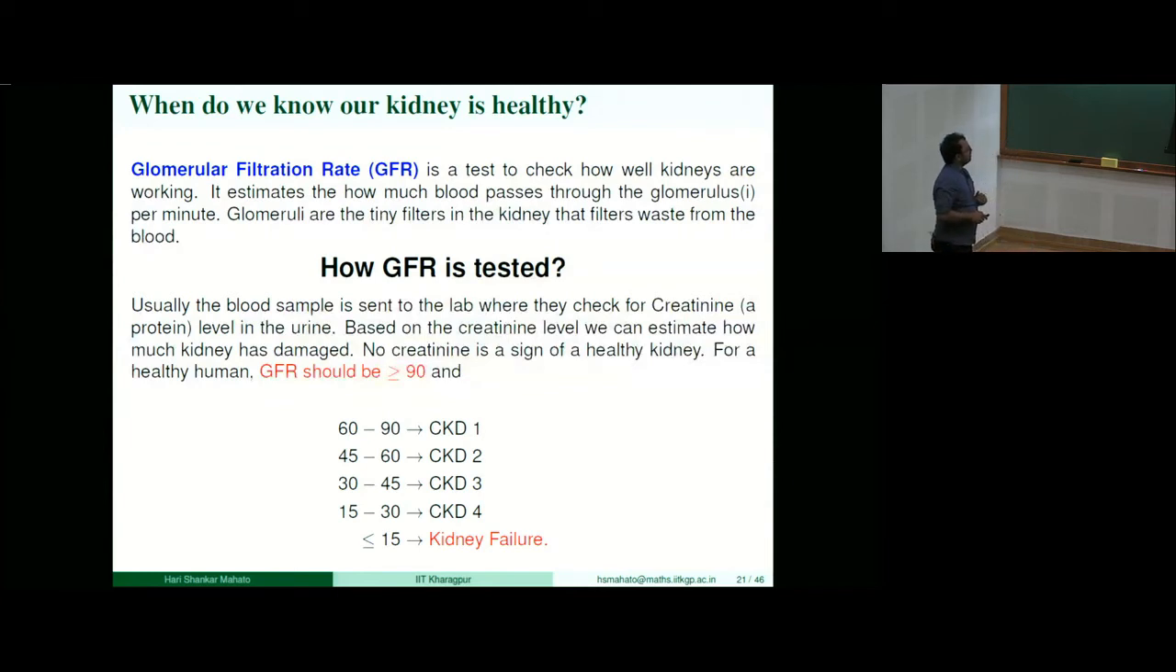So usually if our filtration rate is greater than 90 milliliter per minute, then we say that our kidney is healthy. Otherwise, we categorize into these 4 categories: chronic kidney disease stage 1, stage 2, stage 3, stage 4. And once a person crosses stage 4, then it's a kidney failure situation. Then that person needs dialysis or kidney transplant.